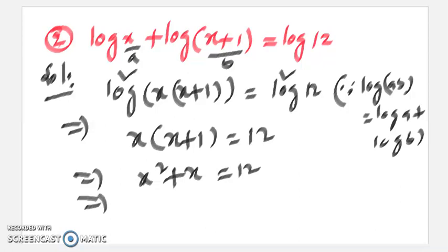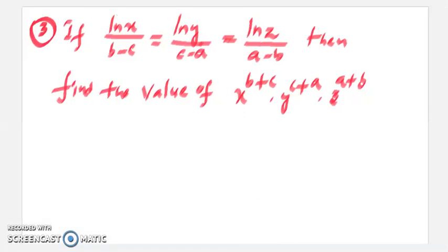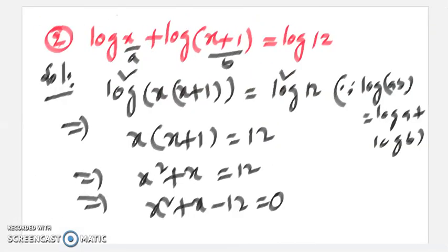Here x square plus x minus 12 is equal to 0. This is clearly a quadratic equation. So to solve the quadratic equation, we depend upon factorization. All of you know.